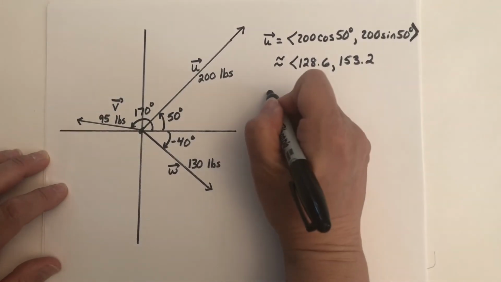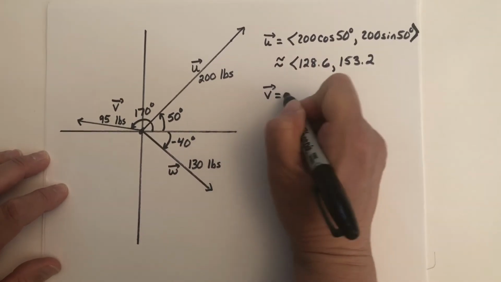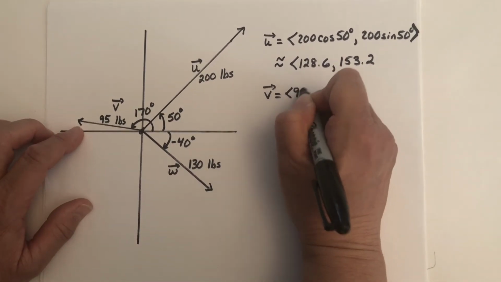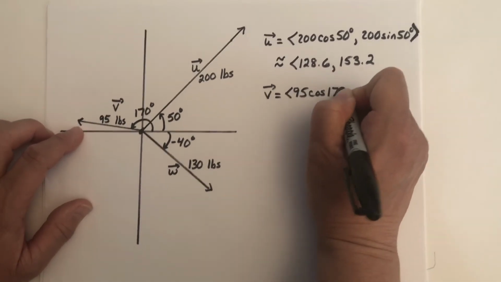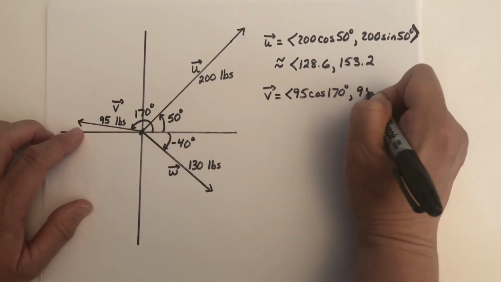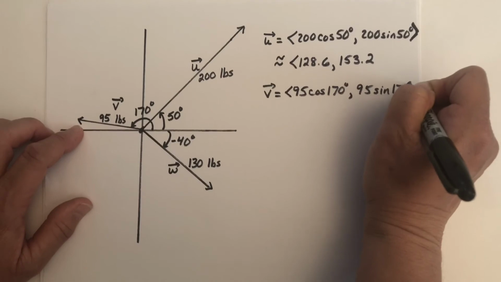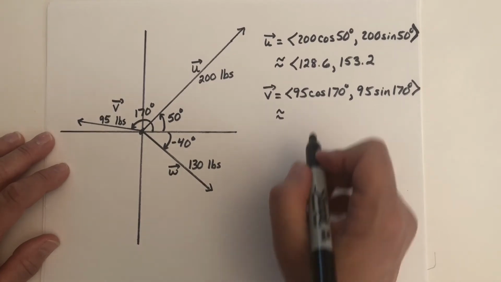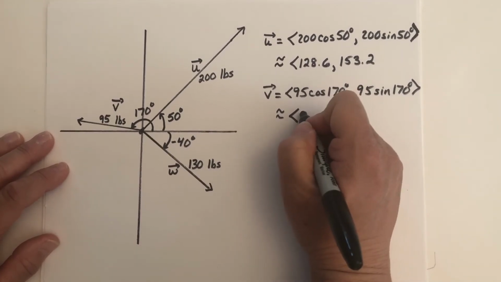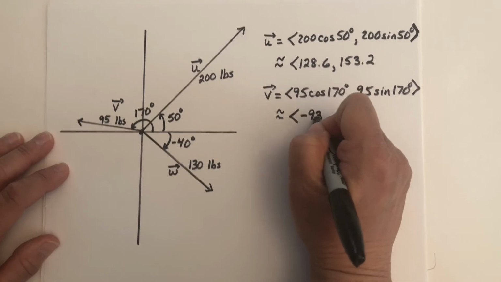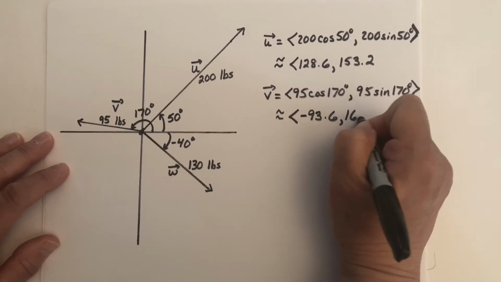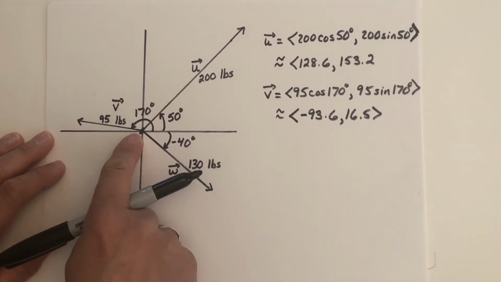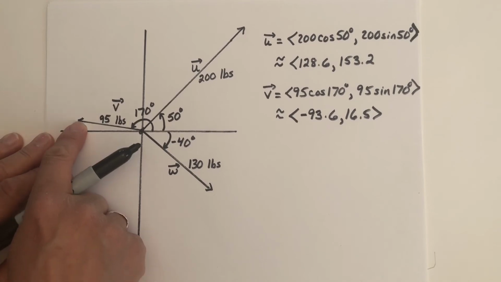Let's move on. Vector v. Now its components, well, let's see, its magnitude is 95. So we have 95 cosine of 170 degrees, comma, 95 sine 170 degrees. And if we punch those in on our calculator, we'll find that the components are approximately negative 93.6, 16.5. And notice that seems about right given the picture here. Negative x component, small positive y component.